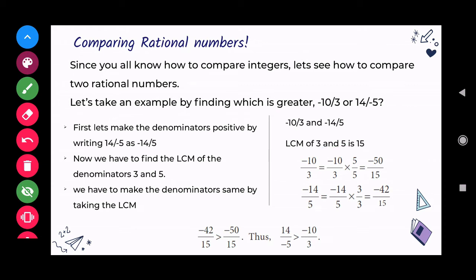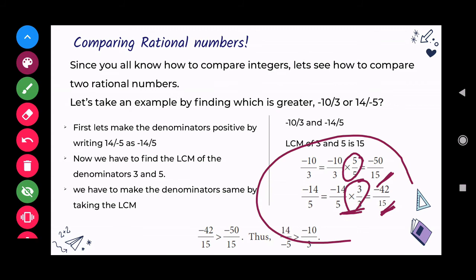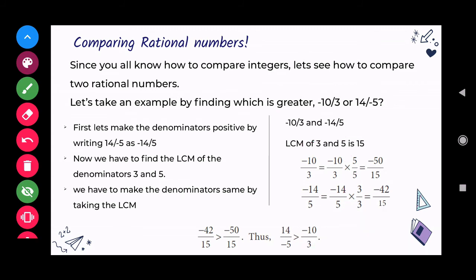The next step is to make the denominators the same by taking the LCM. How do you make the denominator the same? We have to multiply and divide by a certain number such that we get denominators as the LCM. Here we are multiplying and dividing by 5 such that 3 into 5 gives us 15. And here we are multiplying and dividing by 3 such that 5 into 3 gives us 15. You have already learned this method in your 7th class, so there is nothing difficult in it. You multiply and divide by a certain number such that the denominator becomes the LCM.